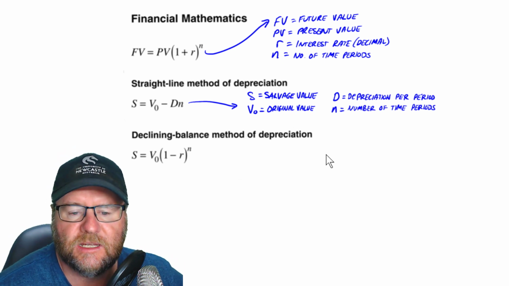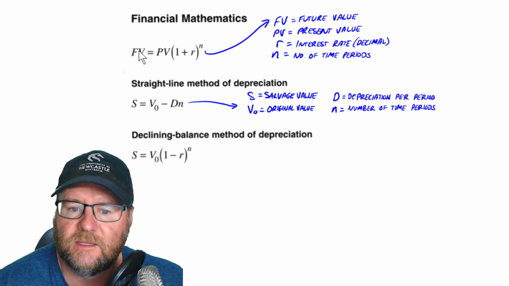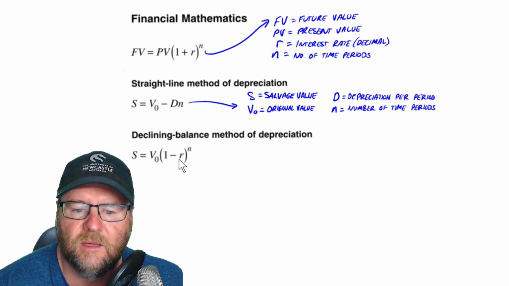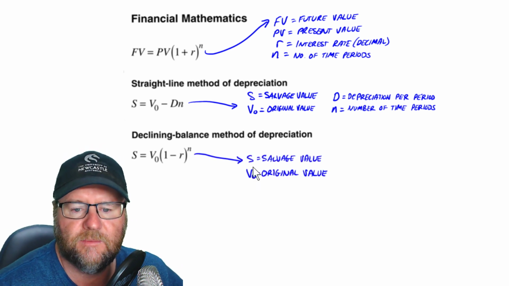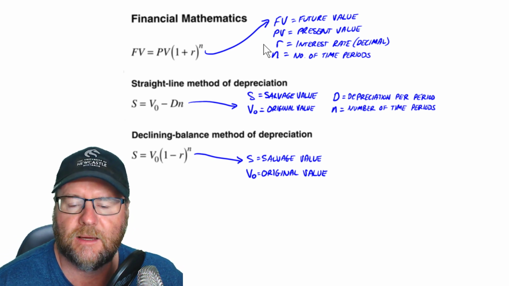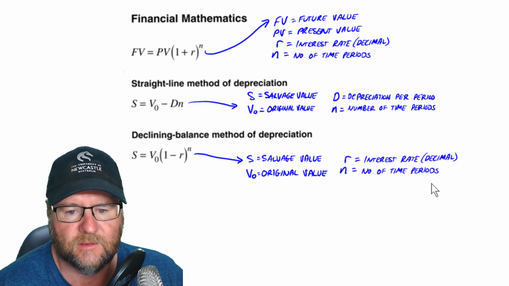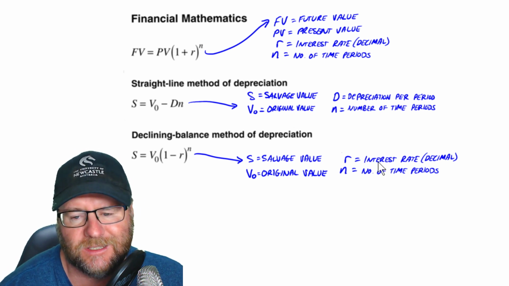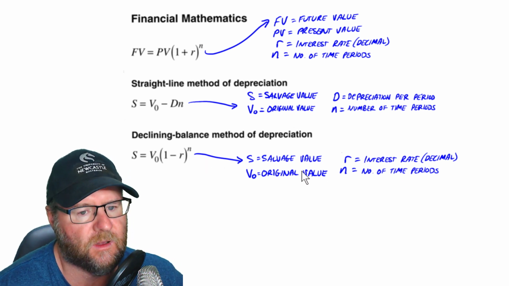Another type of depreciation is the declining balance, and you might see some similarities between the future value formula and this, except that we've got a minus in here instead of a plus because the value is coming down rather than going up. The S and the V are exactly the same, the salvage value or the original value. And just like in our future value formula, the R and the N represent the interest rate, or the rate of depreciation. Sorry, I should have changed that. It's not an interest rate, it's the depreciation rate. So I was lazy, sorry. But N is still the number of time periods.